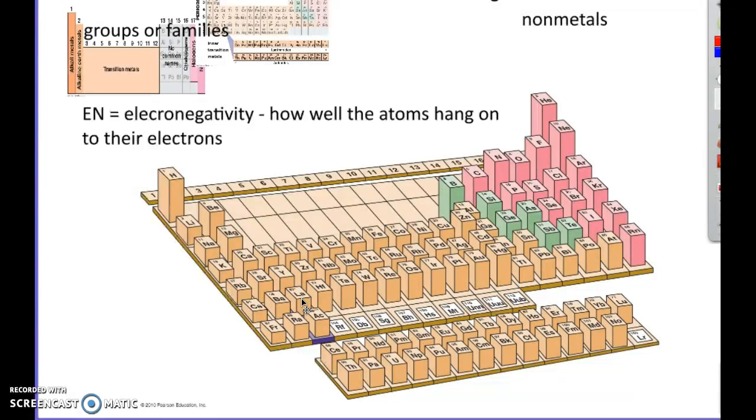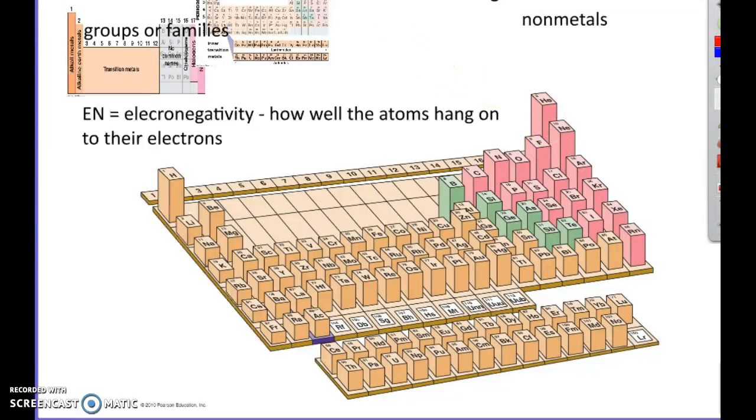You have metals who want to give away their electrons, and you have non-metals who want to hang on to electrons, and so they just rip the electrons away from the metals, and that makes the metals positive. It makes these negative, and that's part of what makes them react or stick together, because of the difference in how much they want to hang on to their electrons. All right, and so that is electronegativity, and that's another thing that changes as you go across the period. Low electronegativity here, high electronegativity over here on the non-metal side.